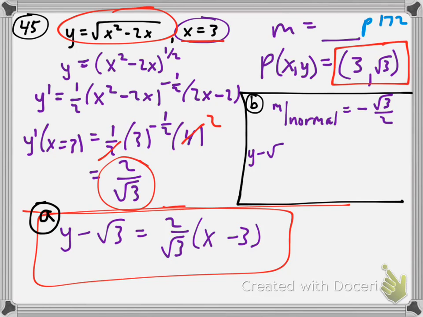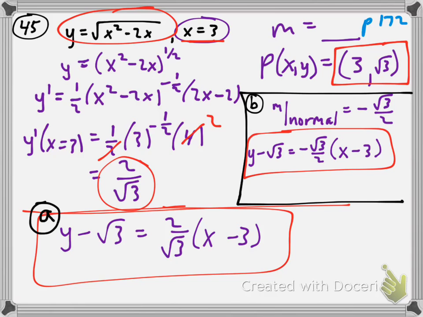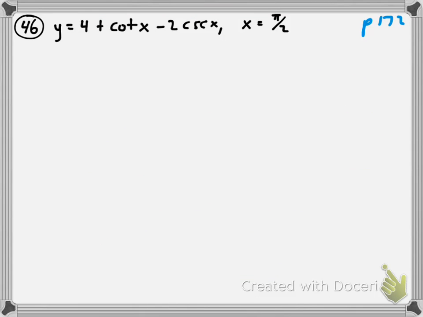That's y minus y1 equals the slope. Now again, this is the slope of the normal line, negative radical 3 over 2, and then we multiply that by x minus 3. And that's the equation of the normal line. Okay, onward to number 46.